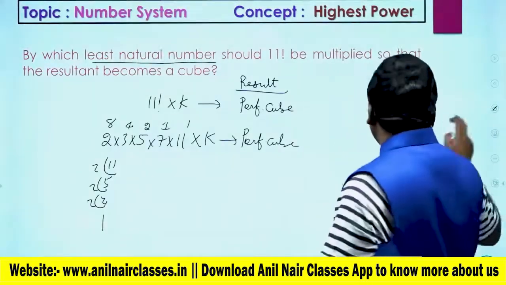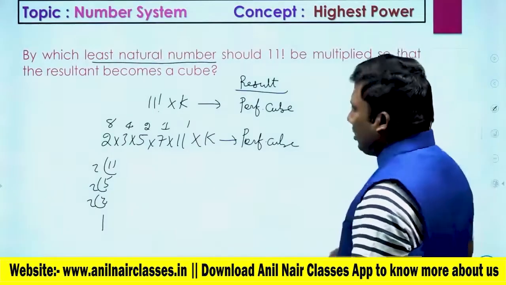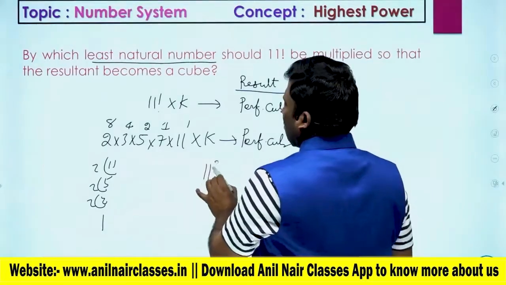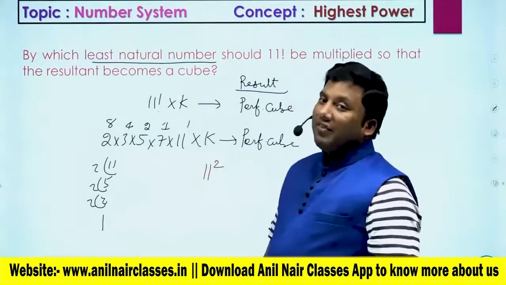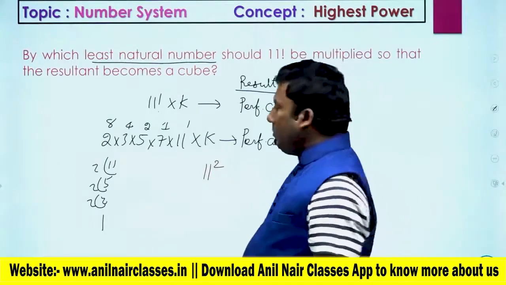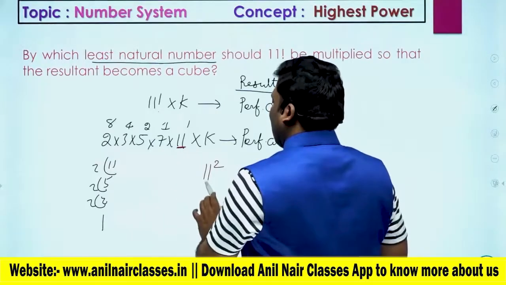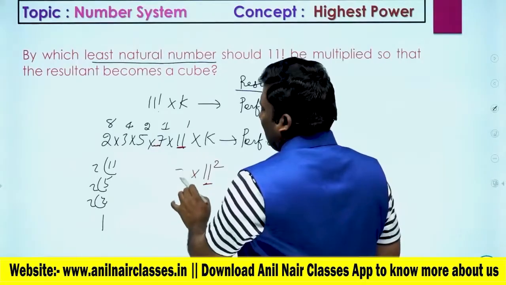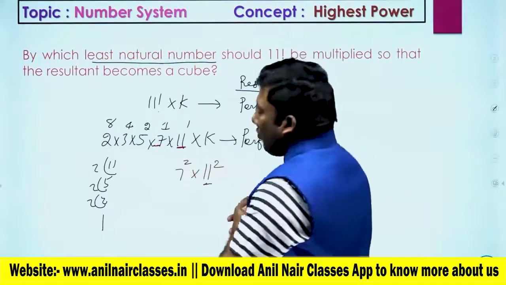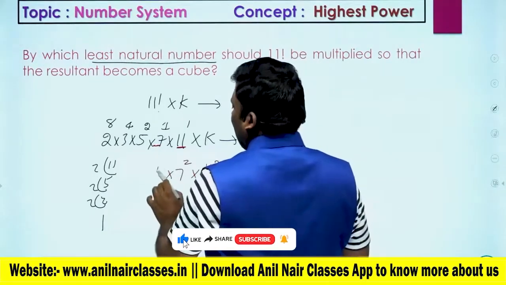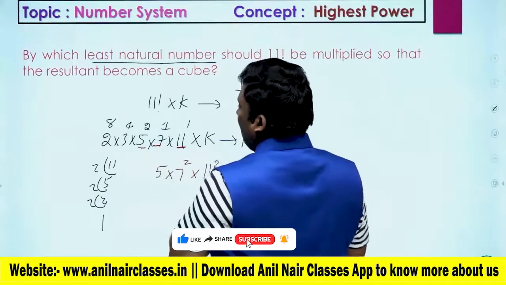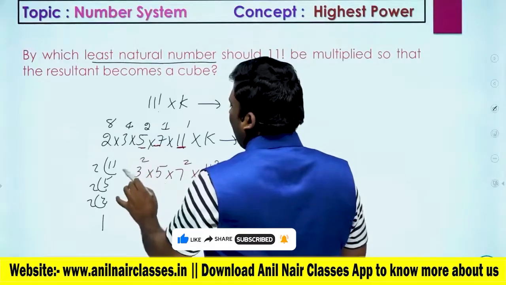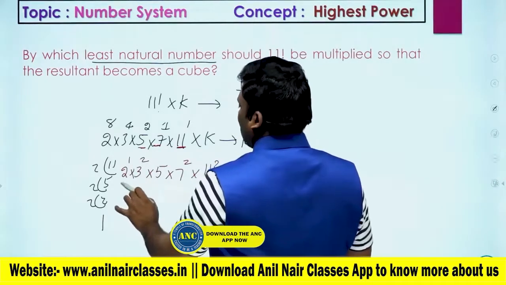111 is there in the question, so another 11 square should come. Yes or no? Because perfect cube means power should be a multiple of 3. 11 is there, another 11 square should come. 7 is there, another 7 square should come. 5 square is there, another 5 should come. 3 power 4, another 3 square should come. 2 power 8, another 2 power 1 should come.